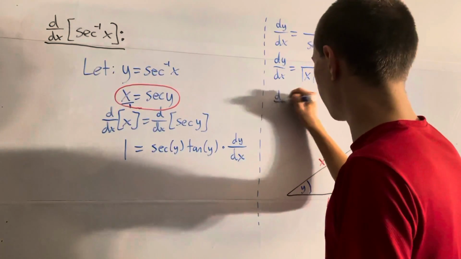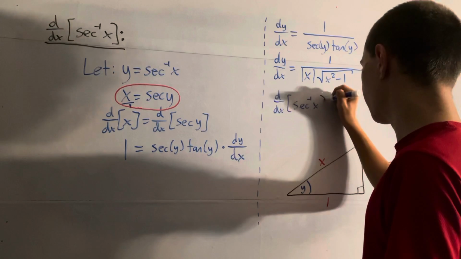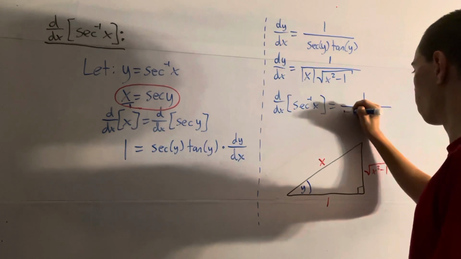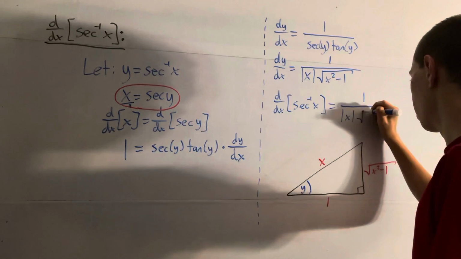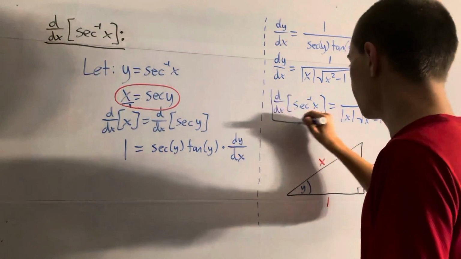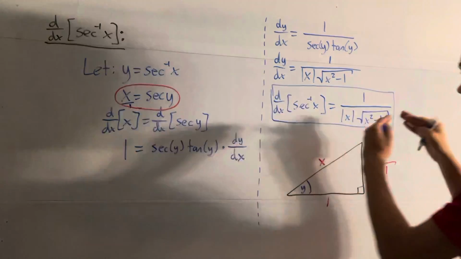So that's pretty much it. The derivative of the arcsecant of x is equal to 1 over the absolute value of x times the square root of x squared minus 1. And this right here, this is it.